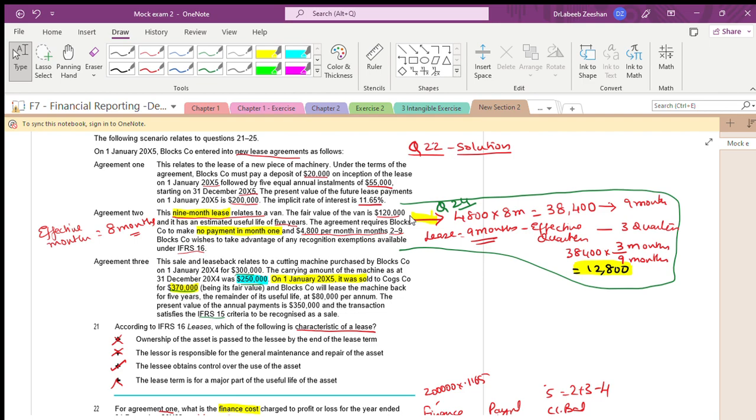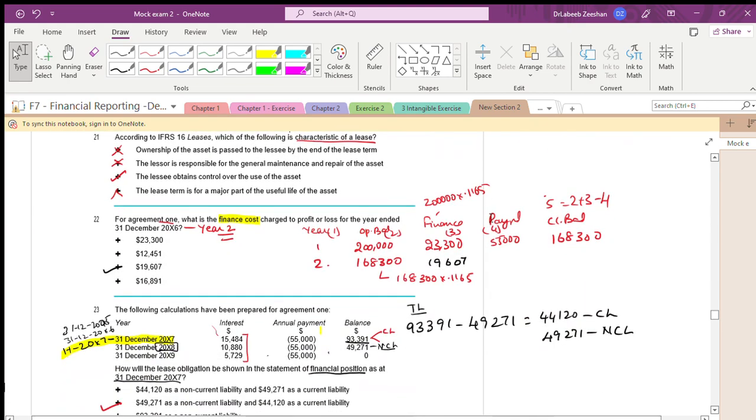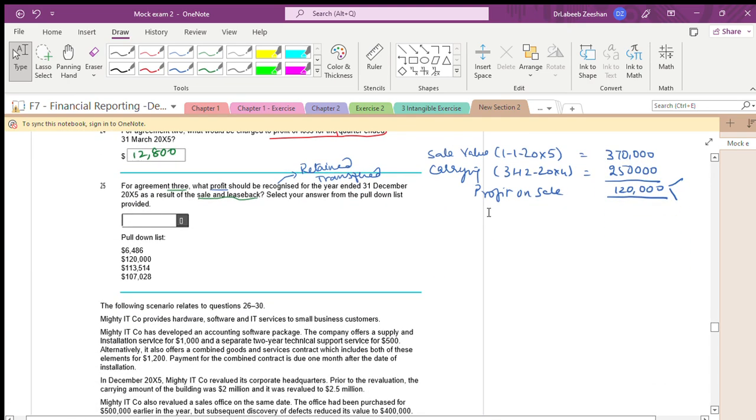What is the present value? Present value is 350,000. For 350,000, how much is the profit? See, I will write like this. For 370,000 of sale value, profit is 120,000.